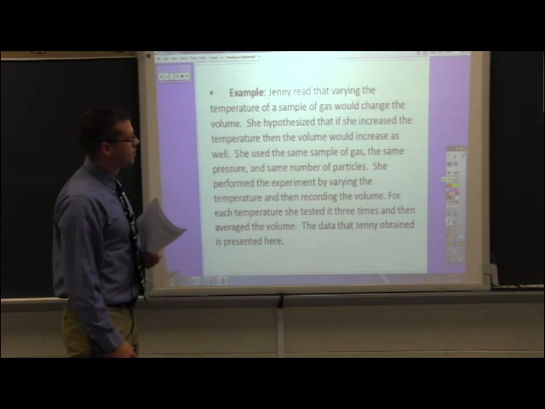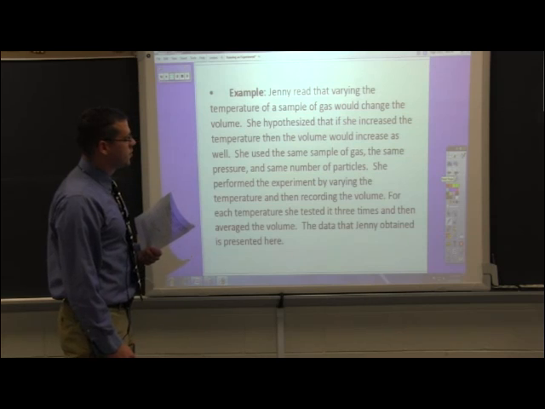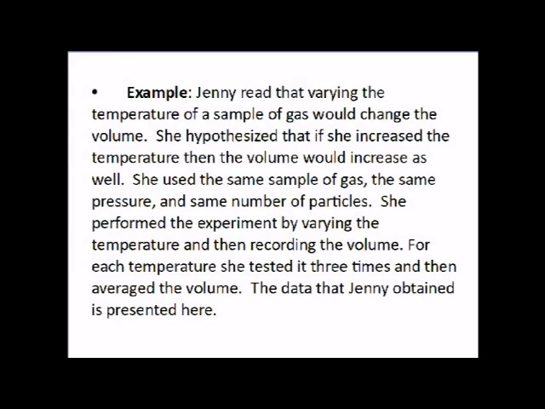So let's do an example. Jenny read that varying the temperature of a sample of gas would change the volume. She hypothesized that if she increased the temperature, then the volume would increase as well. She used the same sample of gas, the same pressure, and the same number of particles. She performed the experiment by varying the temperature, then recording the volume. For each temperature, she tested it 3 times, and then she averaged the volume. The data that Jenny obtained is presented here.